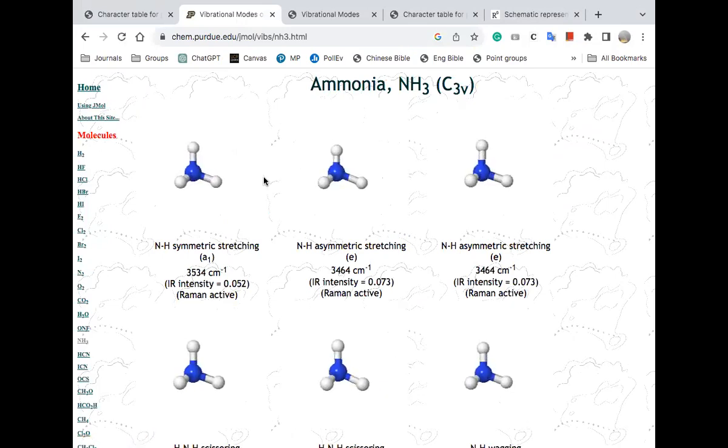Okay, these are the animations. You can see this is A1. This E is the representation. So these are the frequency. This is A1, called the stretching mode. Basically just like this.